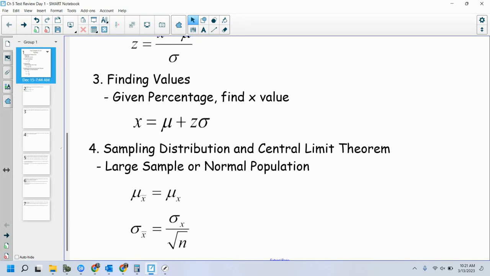Then in section 5.4, we switched gears and talked about, instead of just raw data, the sampling distributions for sample means. That is, if I've got my population and I'm taking various sets of samples, we talk about the mean of those sample means. We talked about mu x bar being mu x for large samples or normal populations, and sigma x bar being sigma x divided by the square root of n, which you would use for your z-scores. Remember that you will be getting your formula sheets, so all of that is on there.